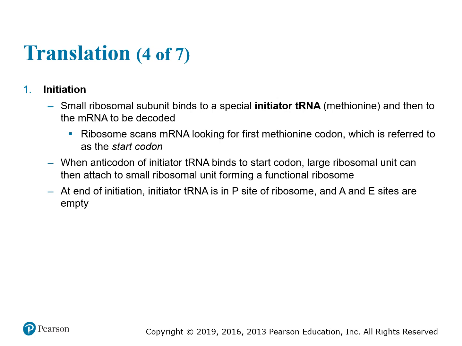So the large ribosomal subunit will then attach to the small ribosomal subunit, forming a functioning ribosome. And so at this point, the initiator tRNA is located in the P site of the ribosome, and the A and E sites are actually empty.